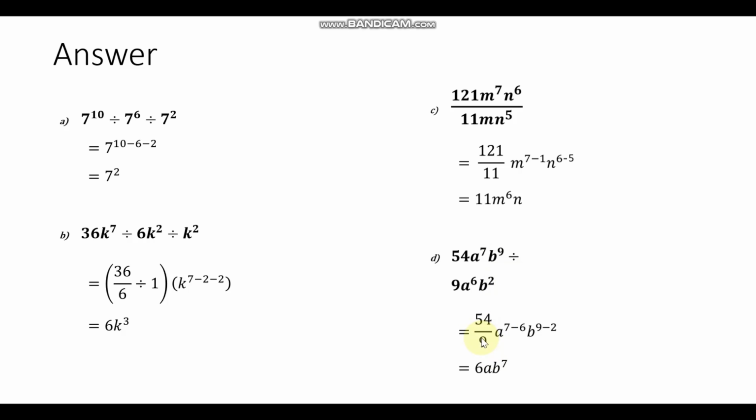54 divided by 9, we have 6. And a to the power of 7 minus 6, we got 1, so we don't have to write down the 1 here. And b, we got 9 minus 2, and the answer is 7. So the final answer we got is 6ab to the power of 7.